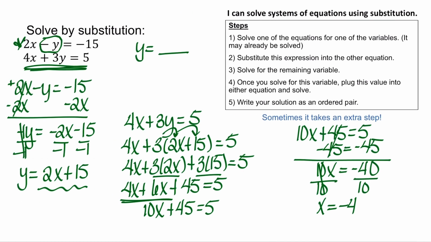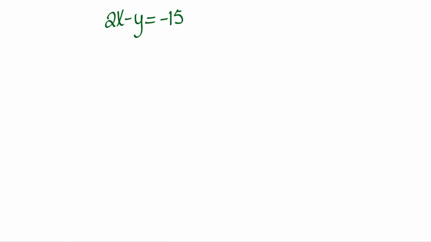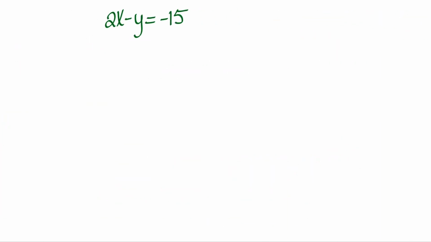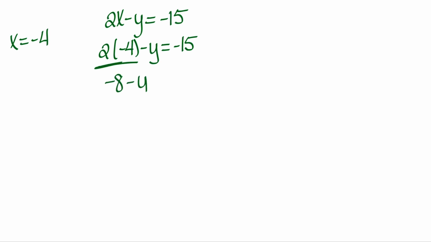So I have 2x minus y equals negative 15. And then I also have my solved value of x equals negative 4. So I'm going to plug this x equals negative 4 back into my equation. So I have 2 times negative 4 minus y equals negative 15. So 2 times negative 4 is going to be negative 8. And then I have minus y equals negative 15.